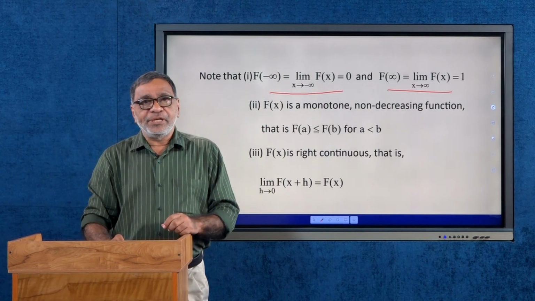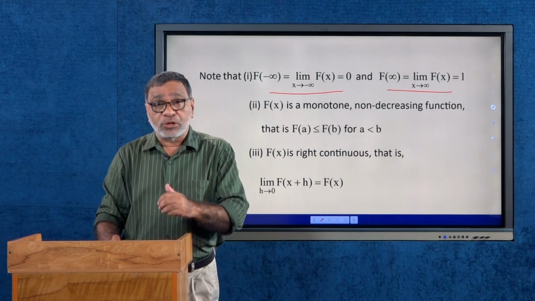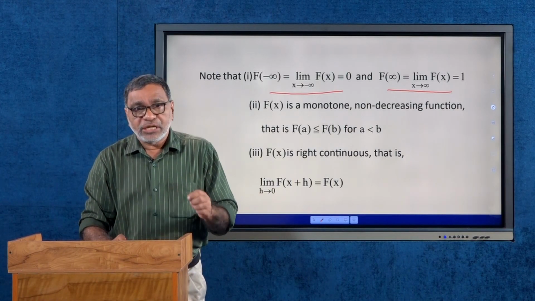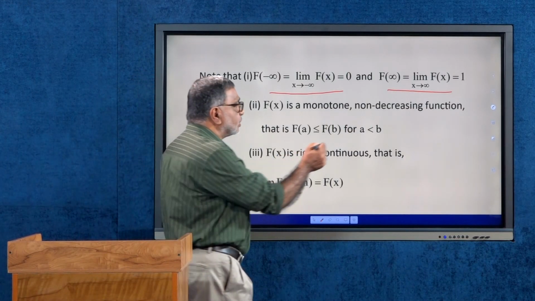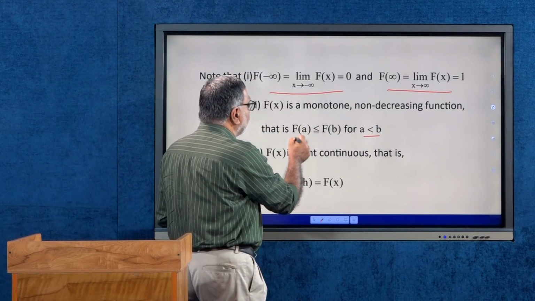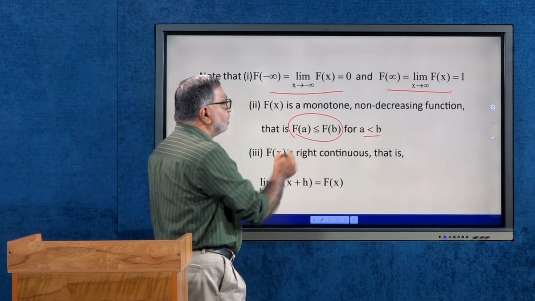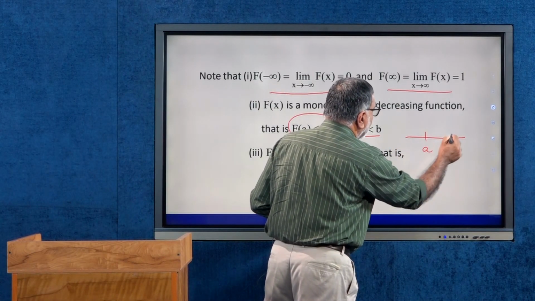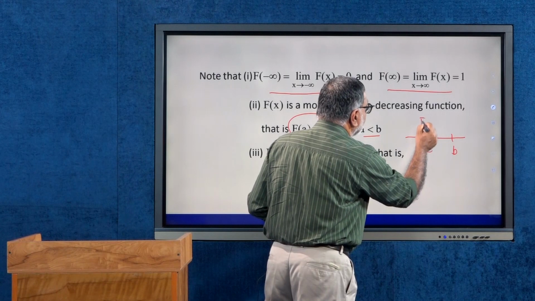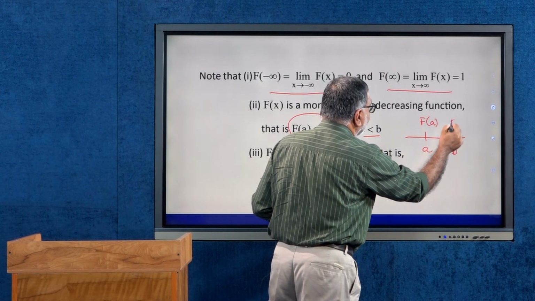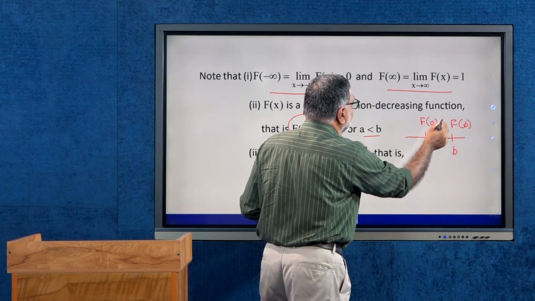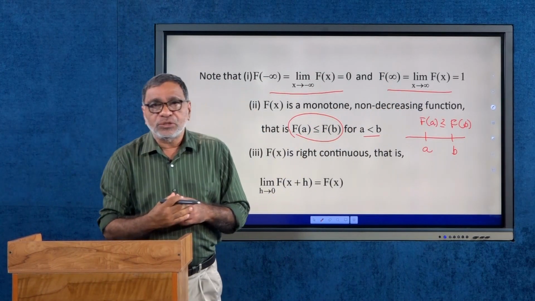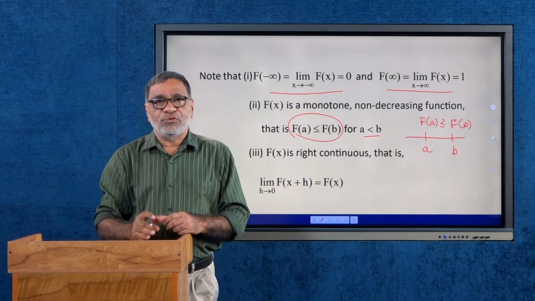And the second property is f of x is always a monotonic function, and that is a non-decreasing function, and non-decreasing means for every a less than b, f of a is less than or equal to f of b. So, whenever we have in the real number system a value a and b, suppose we are finding f of a and f of b, this is always like this. So, f of a is less than or equal to f of b, that is a monotonic non-decreasing function.